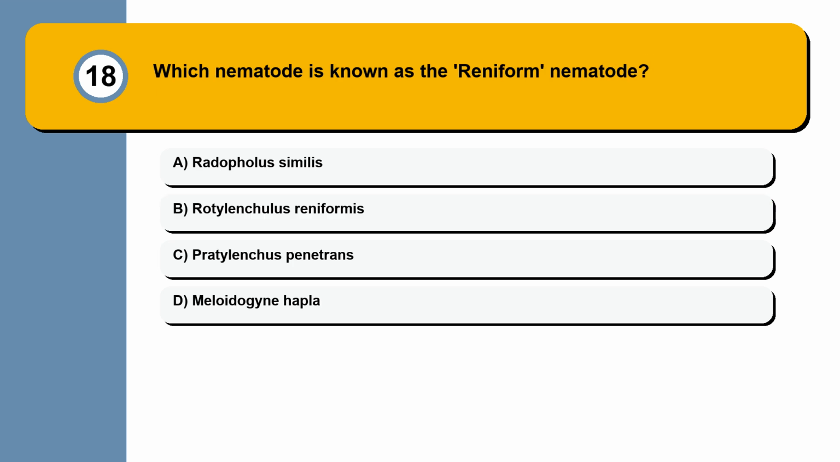Question 18. Which nematode is known as the reniform nematode? Radopholus similis, Rotylenchulus reniformis, Pratylenchus penetrans, Meloidogyne hapla.